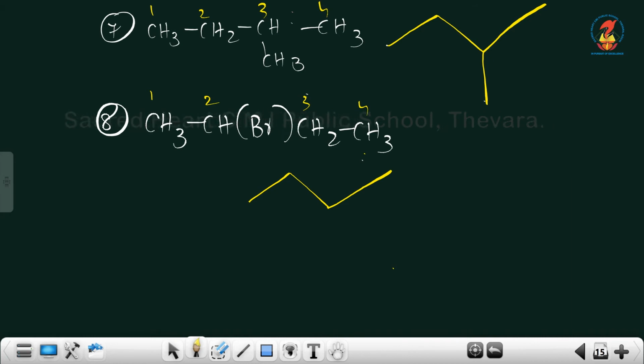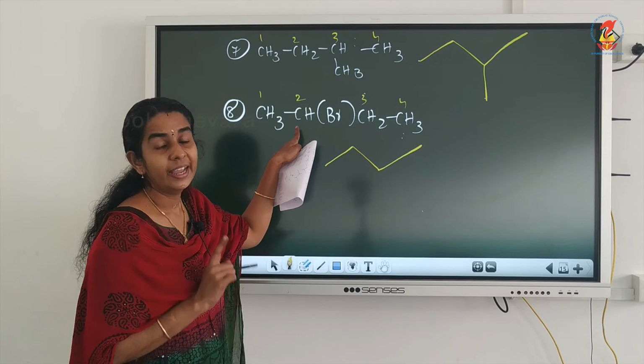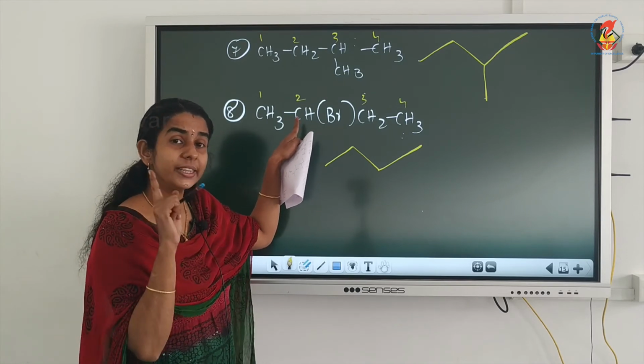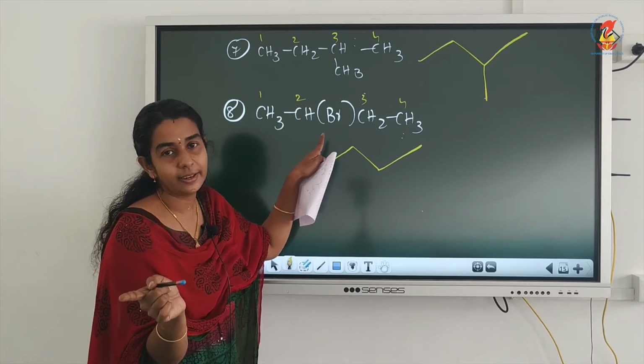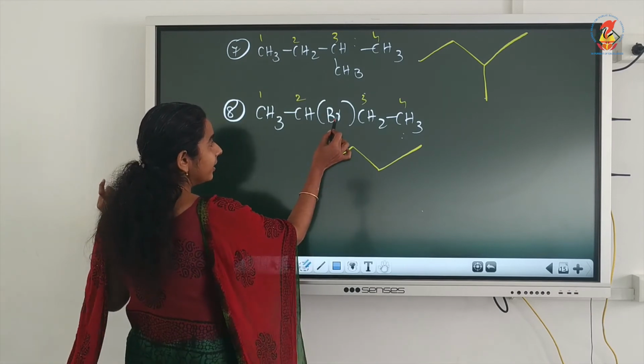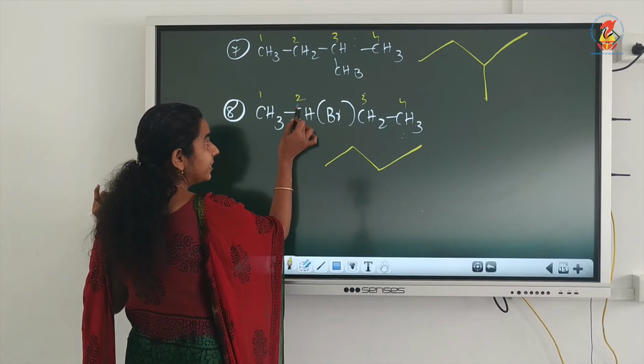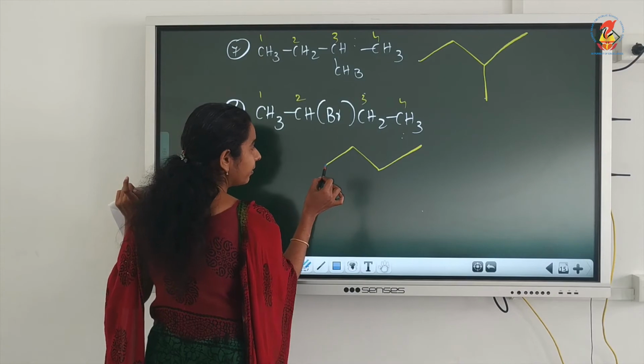Okay, between 1 and 2 single, between 2 and 3 single, 3 and 4 single bond. Isn't it? Now what we have on the second carbon, remember once again, if there is anything written inside the bracket, that will be attached to the previous carbon, and if there is no previous carbon, then only it will be attached to the next carbon. Okay, so here this Br is attached to this carbon, the second carbon. This is the second carbon, 1, 2.